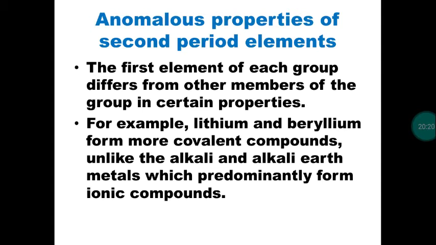But take the first member in each group, mostly the second period elements: lithium, beryllium, boron, carbon, nitrogen, oxygen, fluorine, neon. So these second period elements will have a different property. So this is called anomalous nature, right? A simple example can be given for that. Take lithium, right?